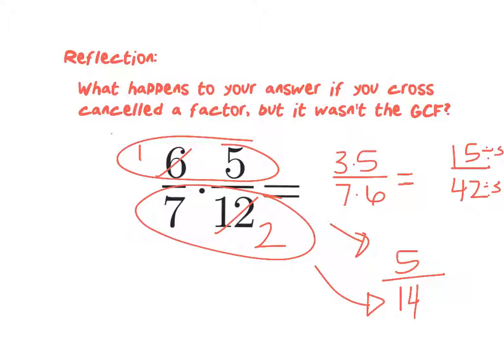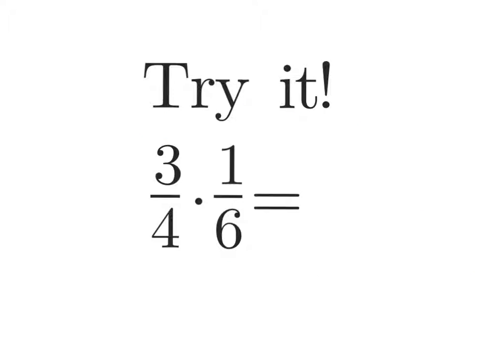So, again, if you take out a factor, but it's just not the greatest common factor, all it means is that your answer needs to be simplified again. So, if you do get the greatest common factor simplified out, though, you won't have to resimplify. Okay, here's another practice problem. Go ahead and try it.